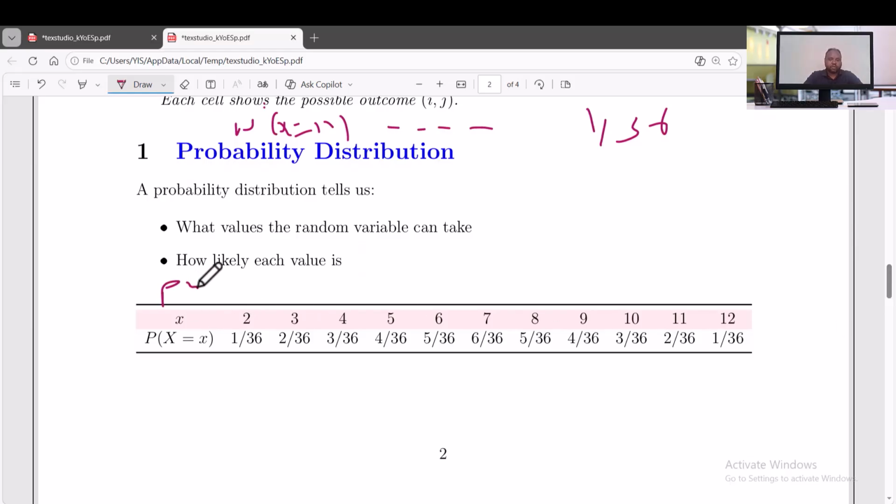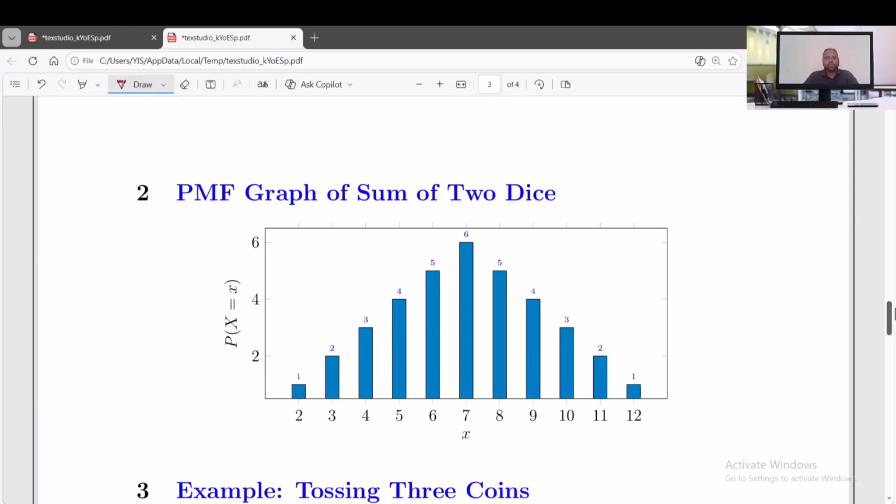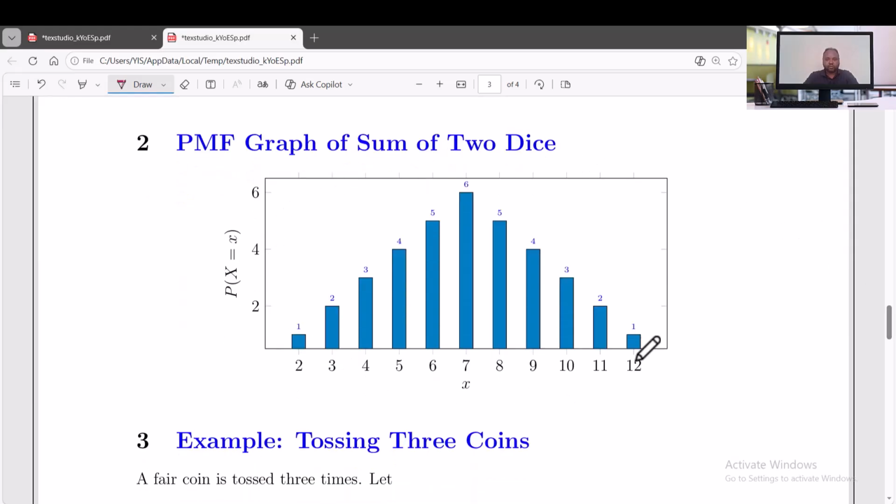The probability mass function, or probability distribution, for the random variable x, where x represents the sum of the dice, is given by this table. From this probability distribution, we can understand what values the random variable can take, in this row, and how likely each value is, in the second row. And from it, we can easily compute the expected value and the variance of these possible values. Graphically, this probability distribution can be presented using this bar chart.